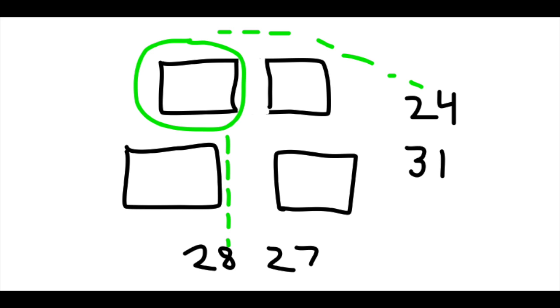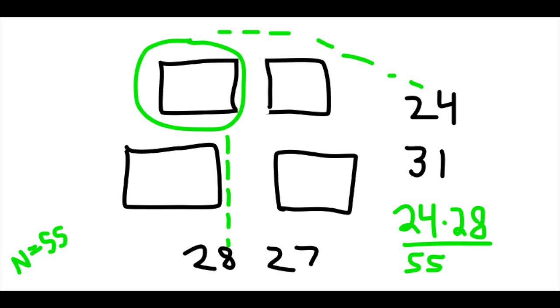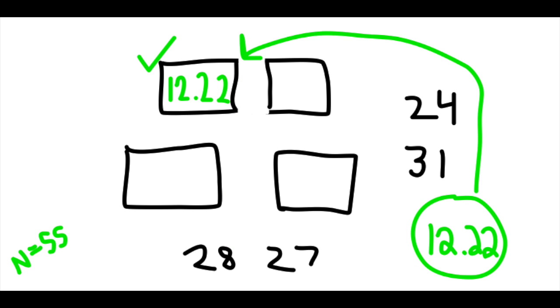We'll start with the first cell: 28 times 24 divided by 55. I already did the math when I was writing this down. So basically, it's just 12.22. So you put that in the first cell.